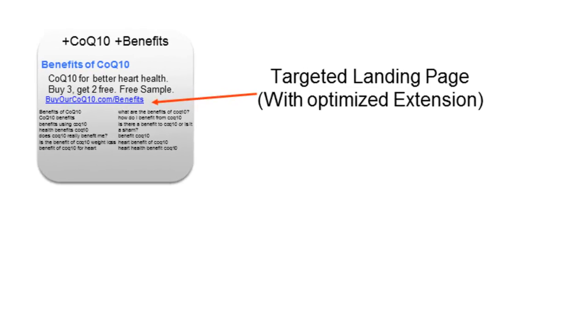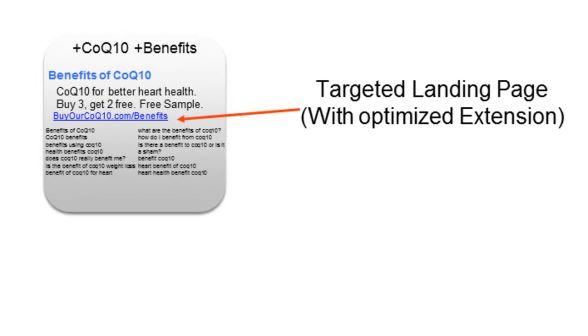Then we want to optimize the display URL. So you can insert your domain and then insert one of those keyword modifiers. So I threw the word benefits at the end of my ad. Then what happens is Google will go and find all sorts of different keyword variations. Benefits of CoQ10, CoQ10 benefits, benefits using CoQ10. Hundreds, if not thousands of variations that you couldn't possibly bid on individually, but all of them have those two words in them, benefits of CoQ10.